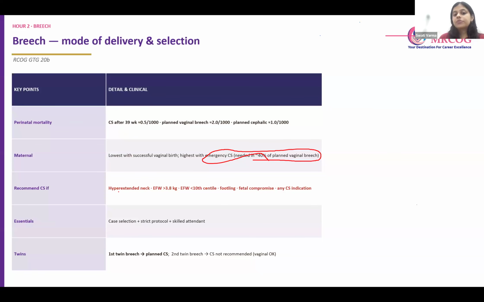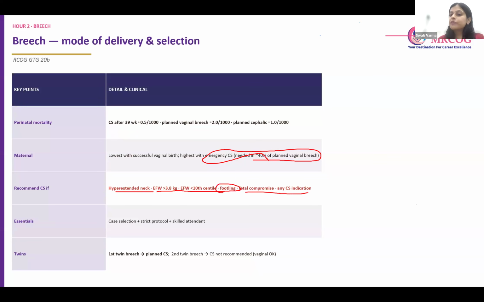Recommend CS. Now, in which cases will you counsel the lady to go for elective LSCS? Especially when the baby has a hyperextended neck, fetal weight is more than 3.8 kg or 10th centile, footling presentation, or fetal compromise or any CS indication.